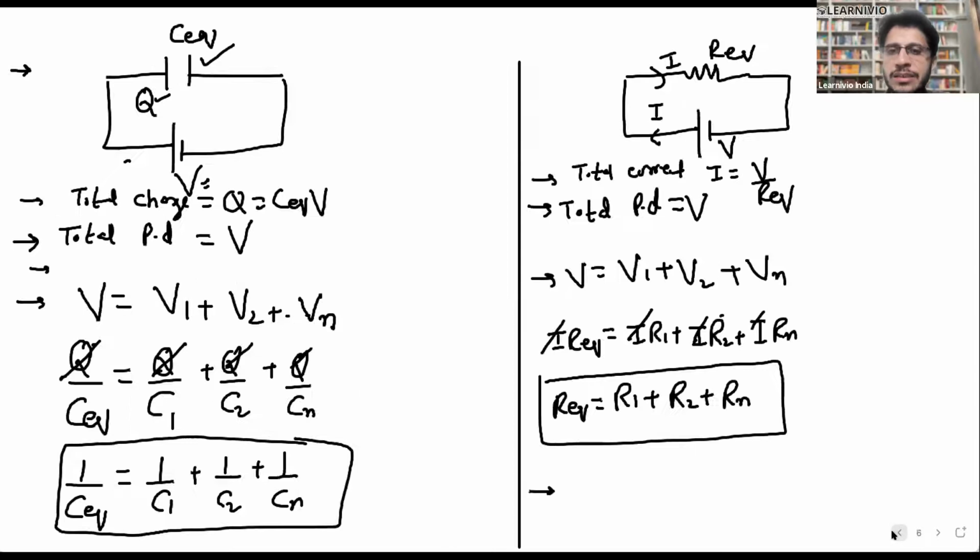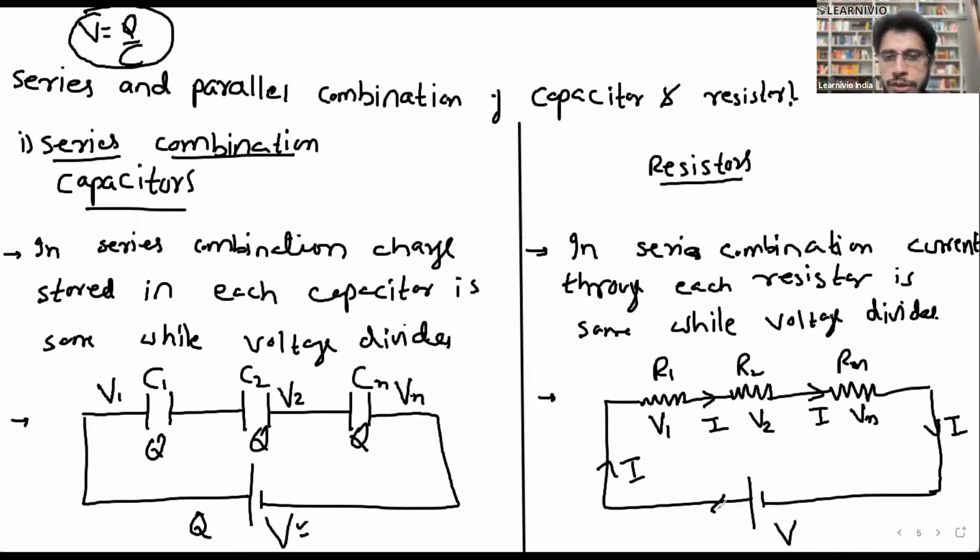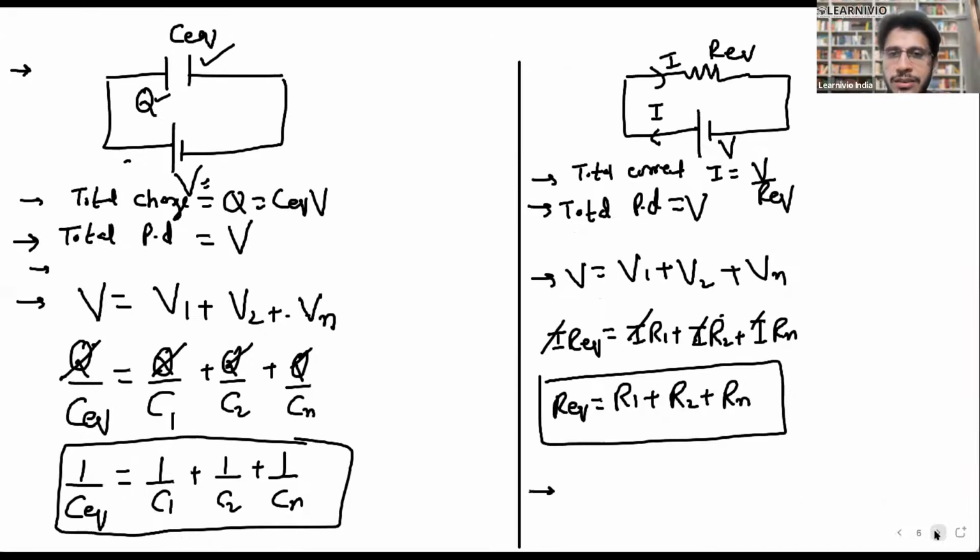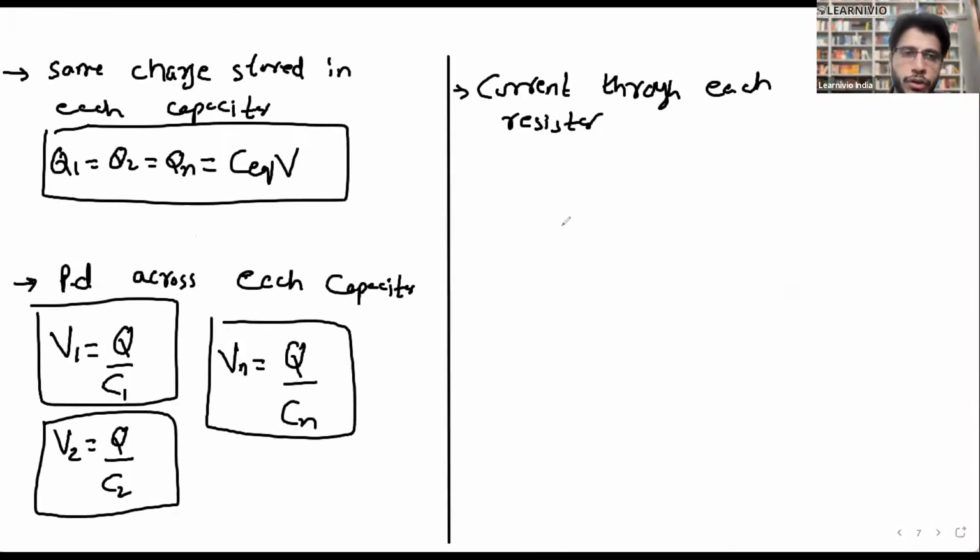Current through each resistor is the same. So the total current which is coming out of the cell is flowing through all resistors. You can say current flowing through each resistor is the same, which is equal to the total current in the cell. So you can write this as I1 is equal to I2, which is equal to In, which is V by R.